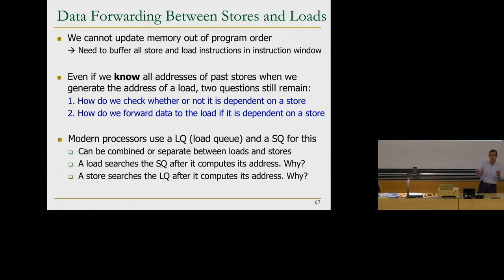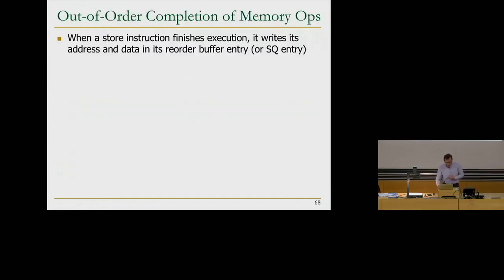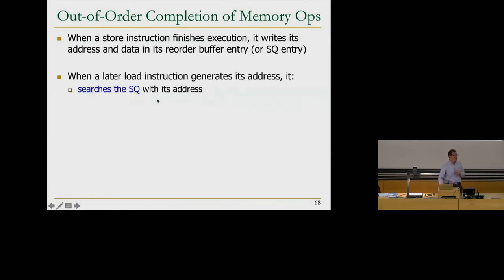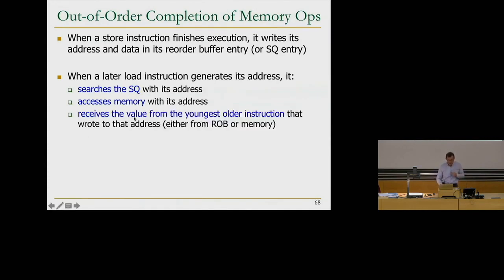You just want to be able to decide whether this load is dependent on a store, even assuming that you know the addresses of all of the previous stores. Okay. So when a store instruction finishes execution, it writes its address and data in its reorder buffer entry, or the store queue entry. When a later load instruction generates its address, it basically searches the store queue with its address. So we're going to look at how bad that search is. And it accesses memory with its address. And it receives a value from the youngest older instruction that wrote to that address, hopefully.